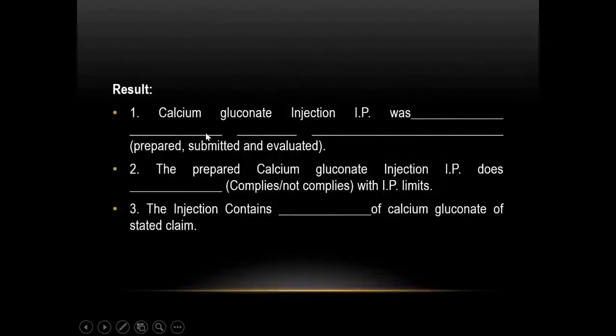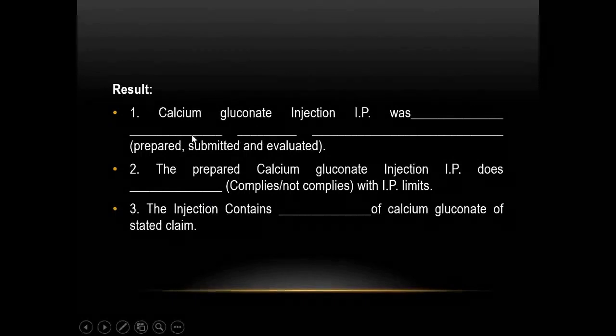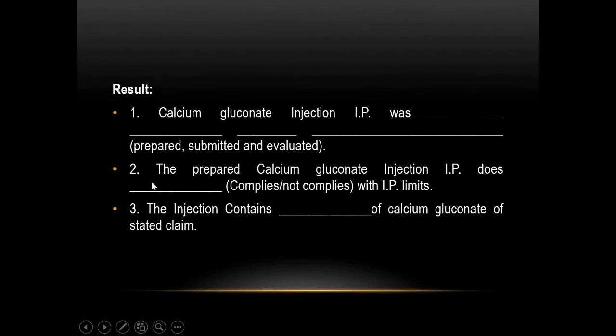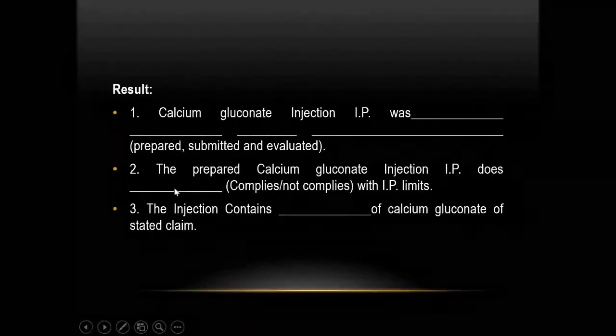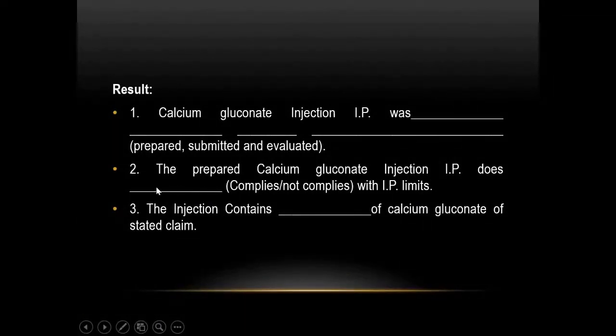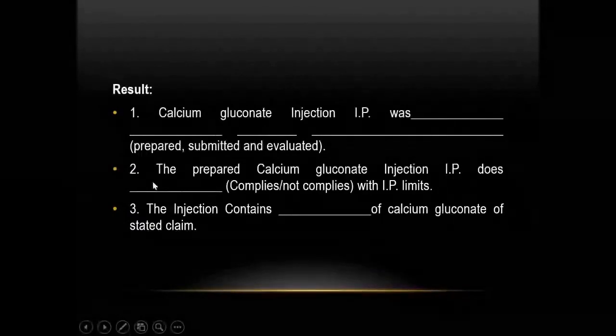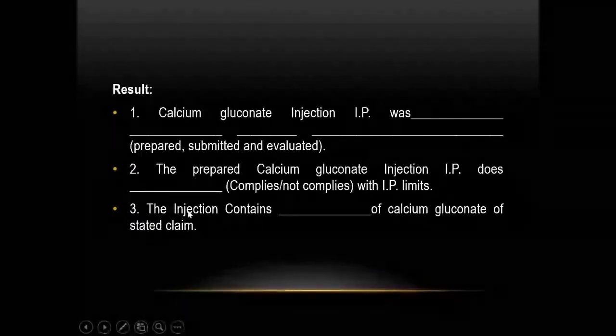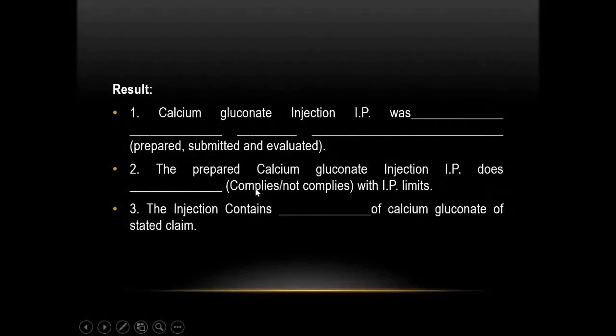The result: calcium gluconate injection IP was prepared and evaluated. Then the prepared calcium gluconate injection IP: if it complies, you have to write here complies. If it does not comply, then you have to write not complies. Likewise, your injection will comply if the assay of calcium gluconate lies between 8.5 and 9.5%, as per the IP limit. So this is all about the calcium gluconate injection.